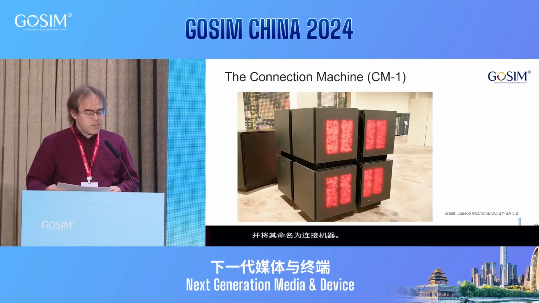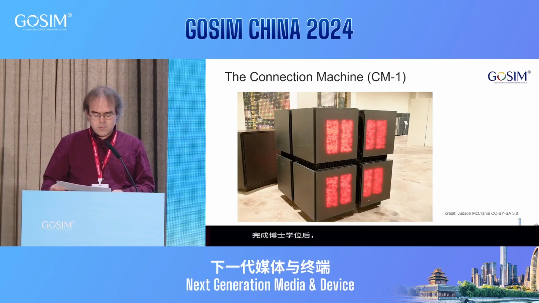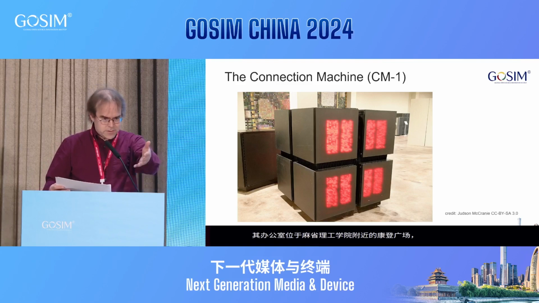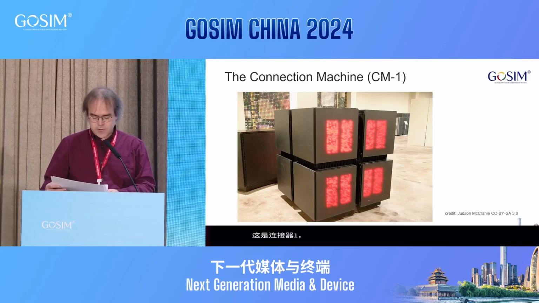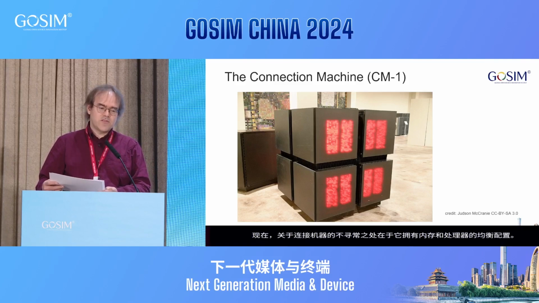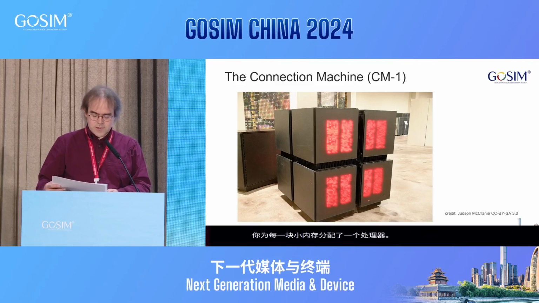Now, what was unusual about the Connection Machine was that it had an even balance of memory and processors. You had one processor dedicated to each little piece of memory. In its full configuration, the Connection Machine 1, the one on the screen right here, had 65,536 processors. That's 2 to the 16th processors, and each had its own small local memory.